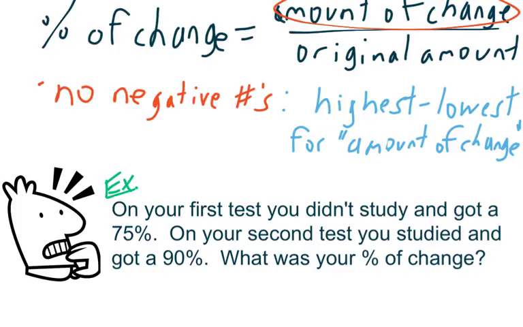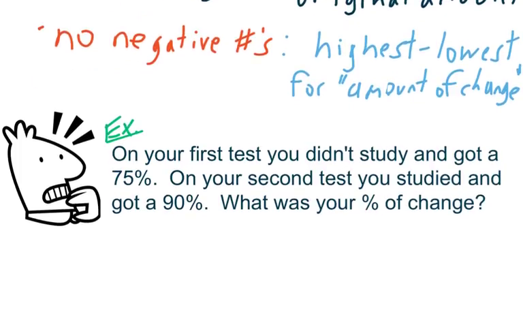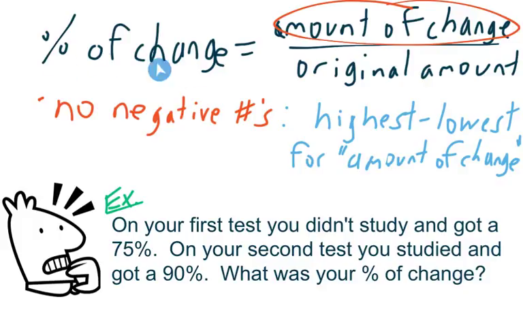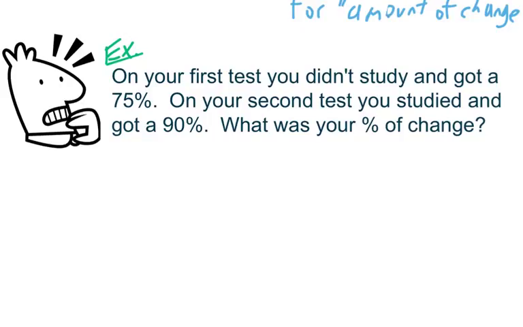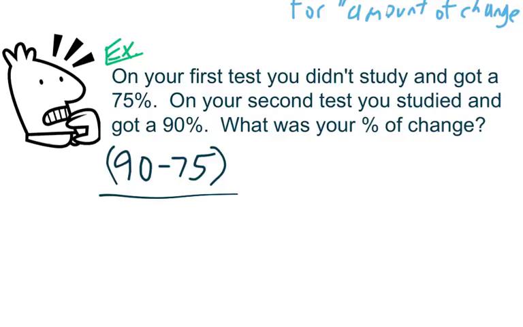All right, so for this example, we're going to do our same formula, which is our percent of change. We're just going to find out how much it changed over the original amount. So we'll take our highest minus our lowest number. So our highest number there is 90, and our lowest number is 75. So we just write 90 minus 75, and then we divide that by the original amount. Now what did we start making? In other words, without studying. On our first test, our starting amount was 75. So that's why 75 goes on the bottom.